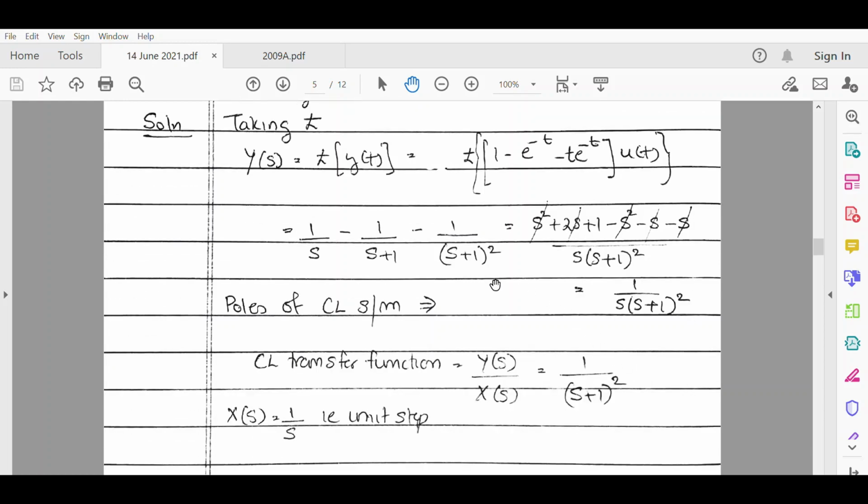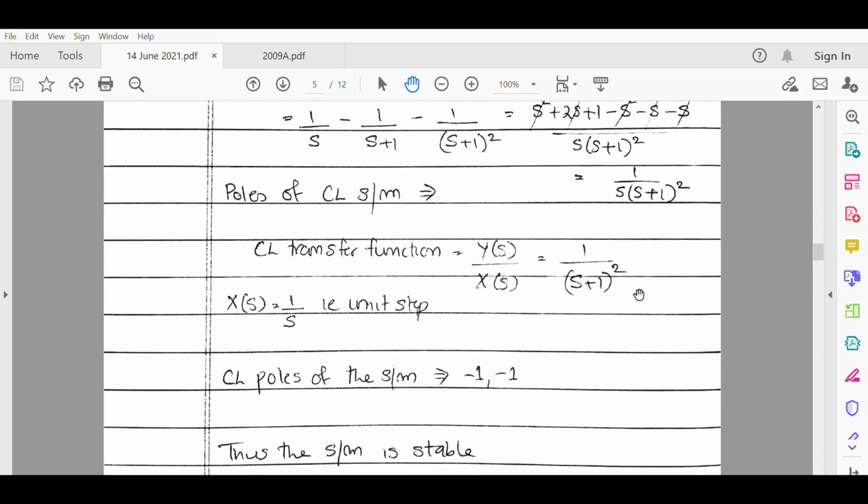Now let us find out the closed loop transfer function. Closed loop transfer function would be nothing but the output Laplace transform divided by the input Laplace transform. Now the input is a unit step input, its Laplace transform is 1 by s, so we get the closed loop transfer function as 1 divided by s plus 1 the whole square.